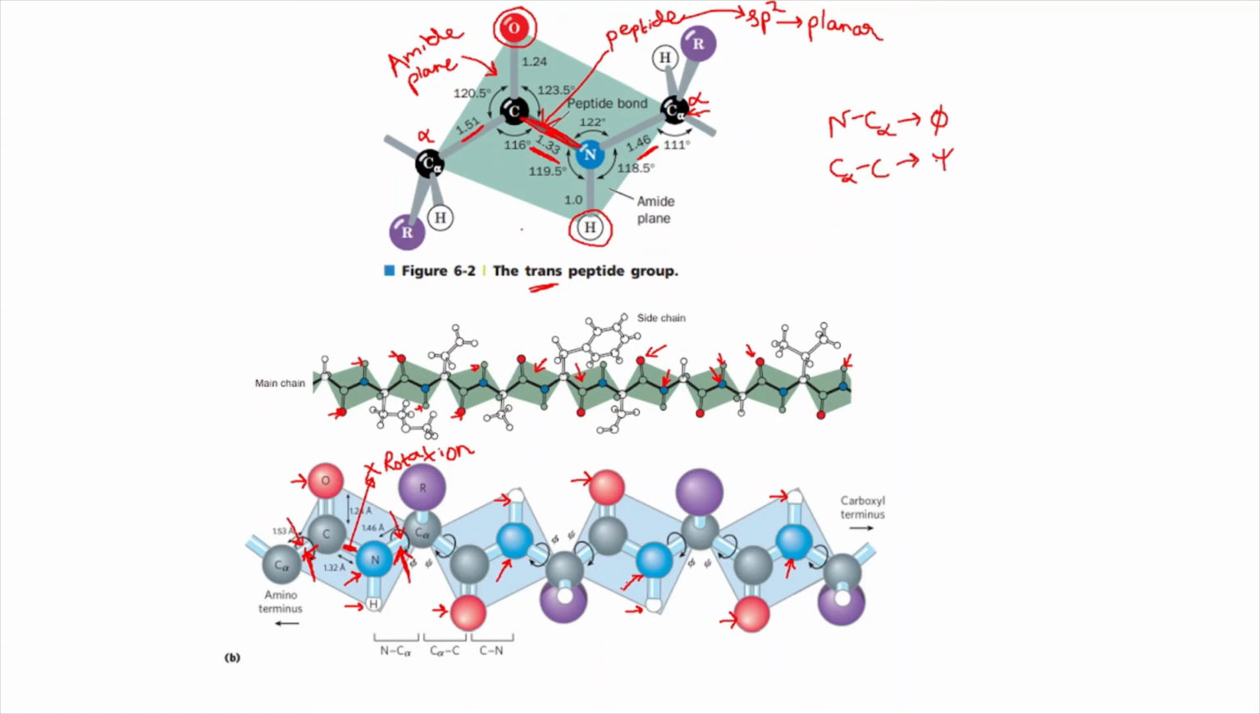So we denote these two types of bonds, one between N and C alpha as phi and the other between C alpha and C as psi. So we have two bond angles present in the peptide bond. And the third bond that we have, the C-N bond, because it is non-rotatable, we do not have any bond angle there.